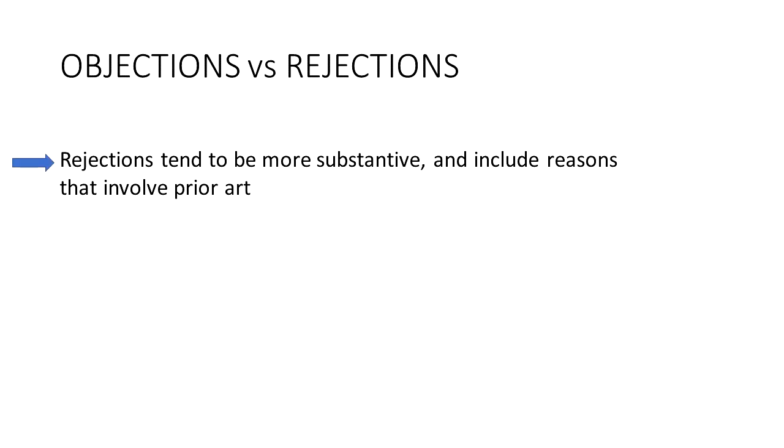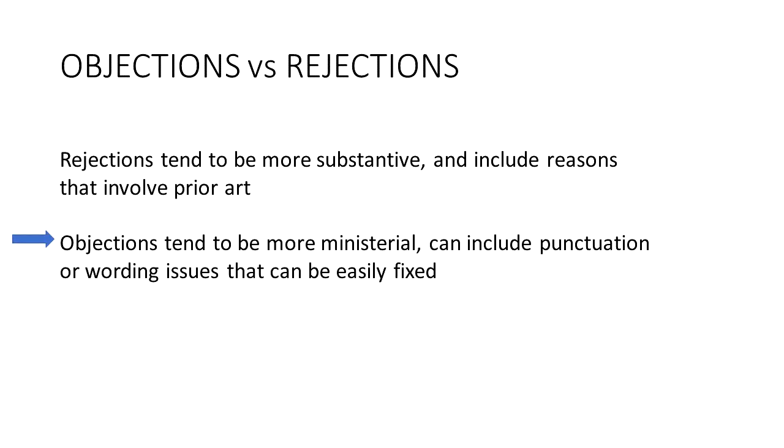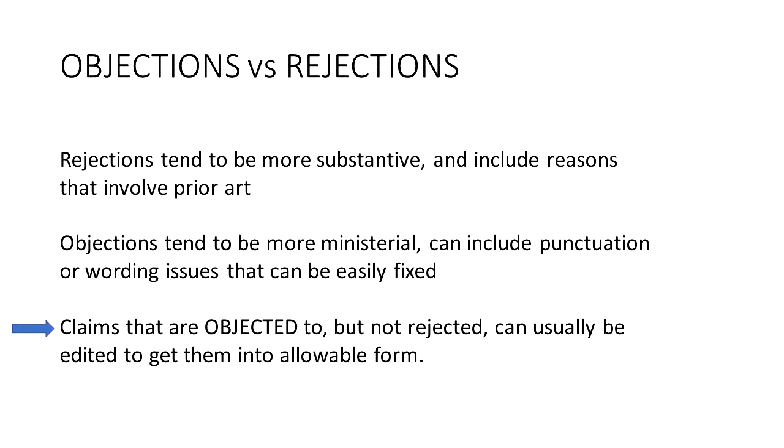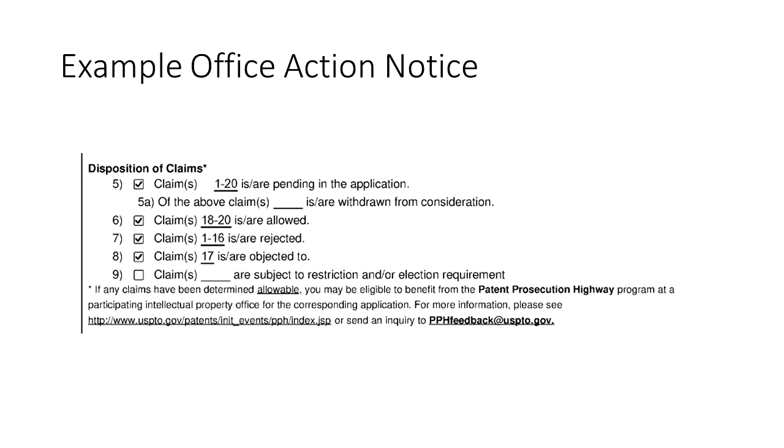Now let's briefly cover objections versus rejections. Claims can be rejected, objected to, or both objected to and rejected. Rejections tend to be more substantive and include reasons that involve prior art, such as obviousness and anticipation. Objections can include punctuation, typos, and other wording issues that can usually be easily fixed. In situations where claims are only objected to and not rejected, they can usually be edited to get them into allowable form. So let's take a look at a sample office action.